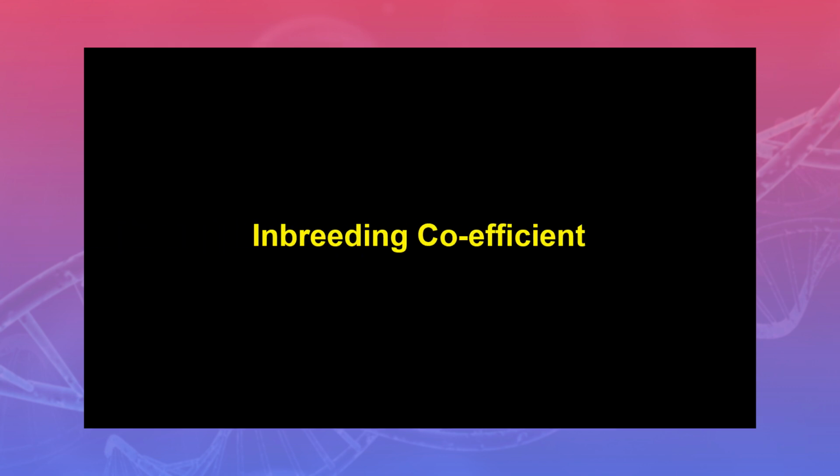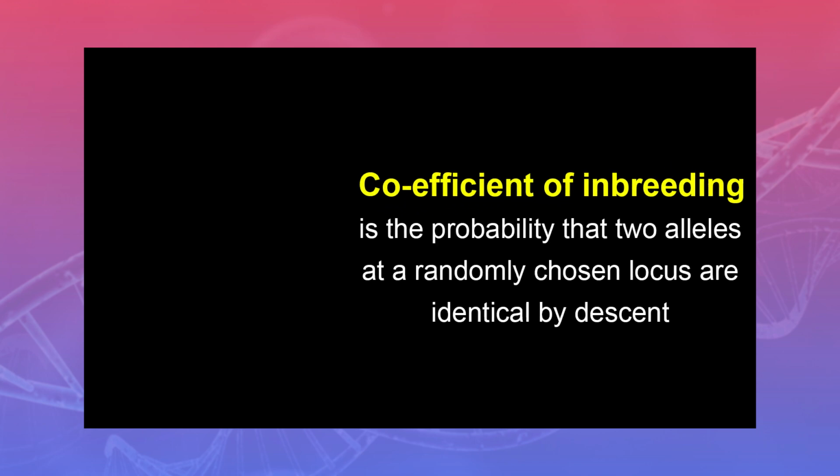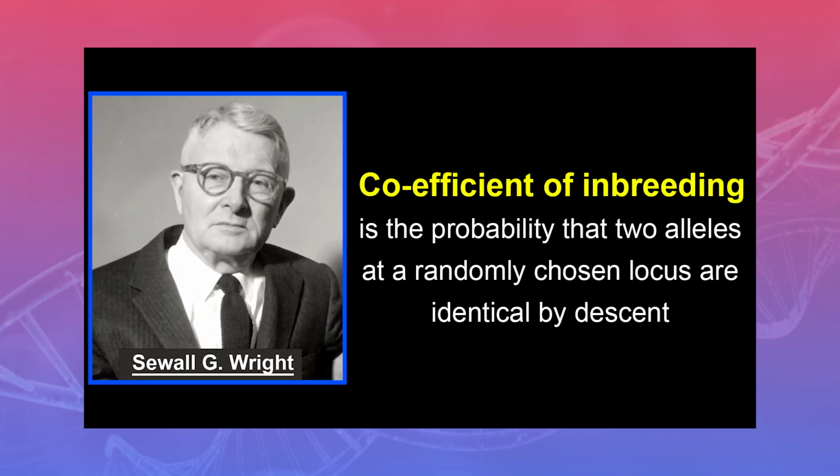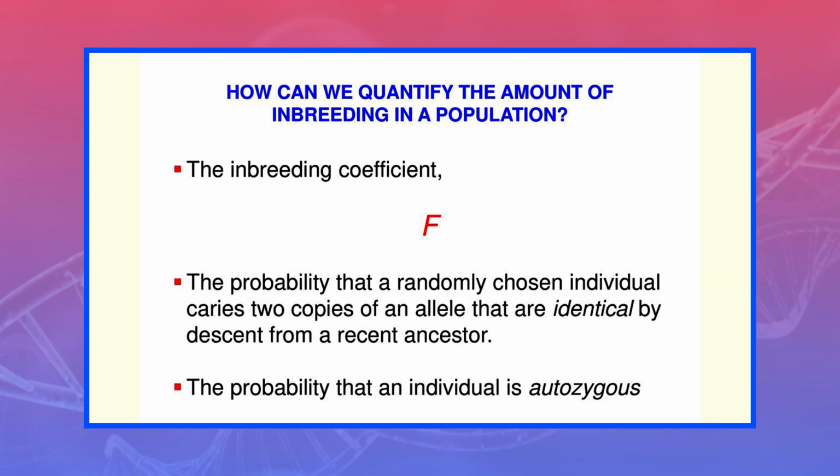Dear students, let's now discuss the inbreeding coefficient. The coefficient of inbreeding, as proposed by Sewall Wright in 1922, is the probability that two alleles at a randomly chosen locus, or site, or position are identical by descent. Note that alleles may be identical for other reasons, but the inbreeding coefficient is just looking at the mathematical probability that the alleles have come from a common ancestor.